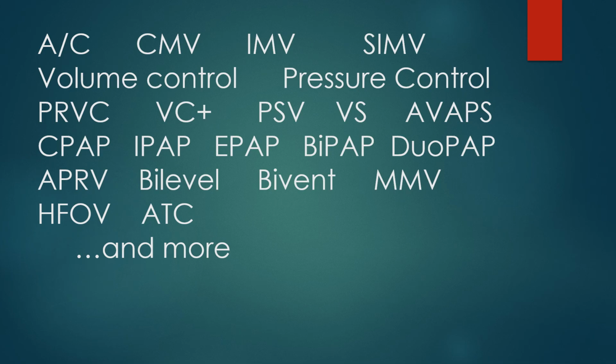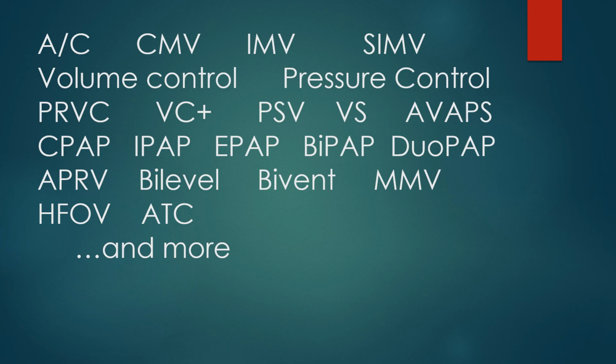You had assist control, AC, CMV, IMV, SIMV, volume control, pressure control, PRVC, volume control plus, pressure support ventilation, volume support, AVAP, CPAP, IPAP, EPAP, BiPAP, dual PAP, APRV, bilevel, bivent, MMV, HFOV, ATC, and a lot more. So now you can kind of see where people get confused and aren't understanding modes of ventilation very well, because these ventilator manufacturers would start to call these things a new mode of ventilation, when it really wasn't a new mode. It was just a different acronym.